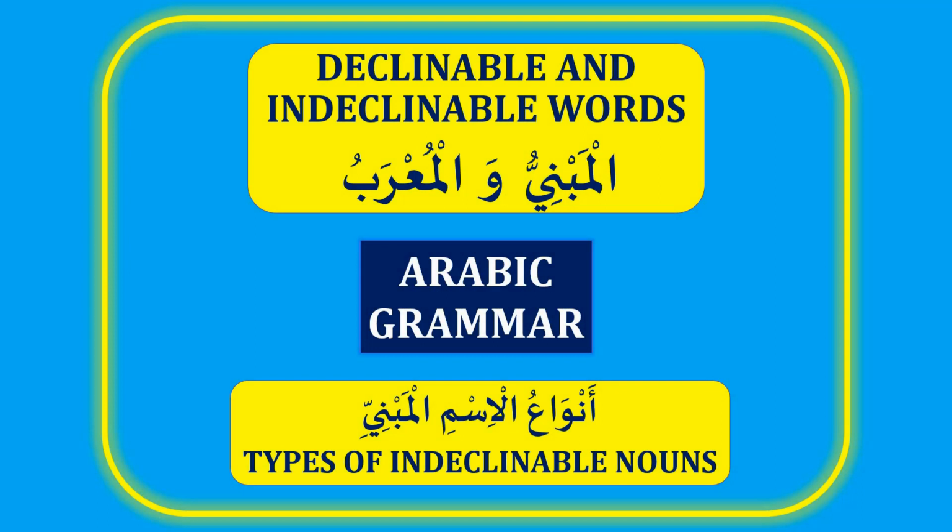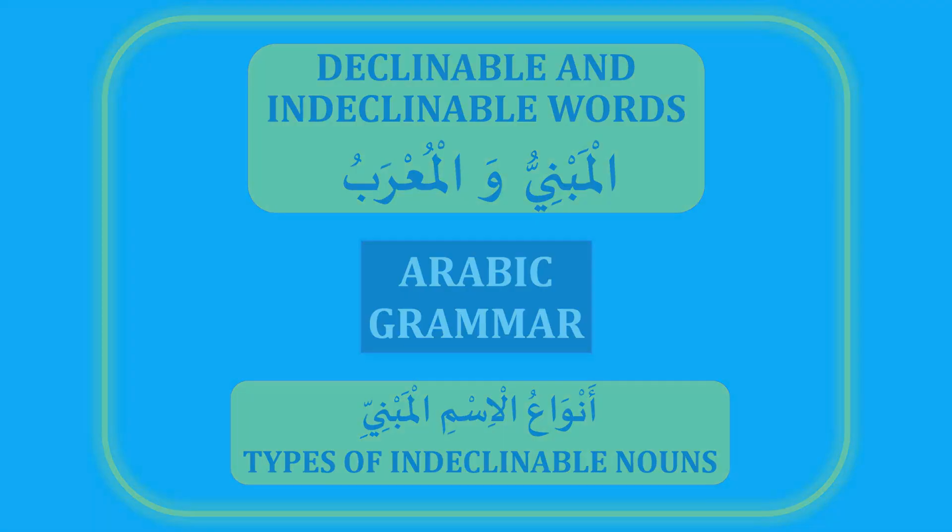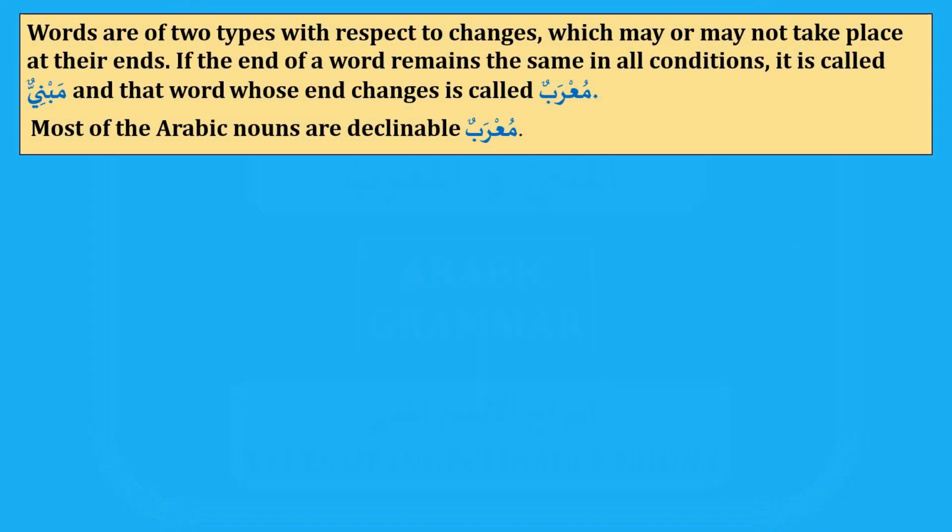Today we are going to learn al-mabni wal-mu'arab, declinable and indeclinable words in Arabic, inshallah. In Arabic, words are of two types with respect to changes, which may or may not take place at their ends. If the end of a word remains the same in all conditions, it is called mabni, indeclinable. And that word whose end changes is called mu'arab, declinable.